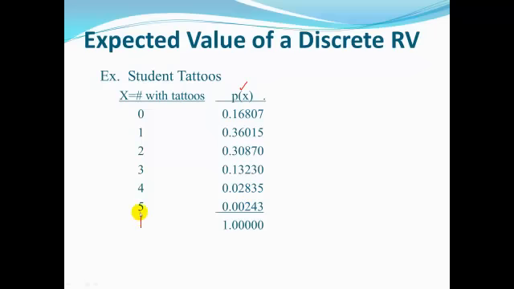You get a column of x's, you get a column of probabilities, and really what we want to do is multiply those two columns together. We want an x times the probability of x, and so you see I've added another column on this slide. I've got the x's times the probability, and all I'm going to do is take the x times the probability.